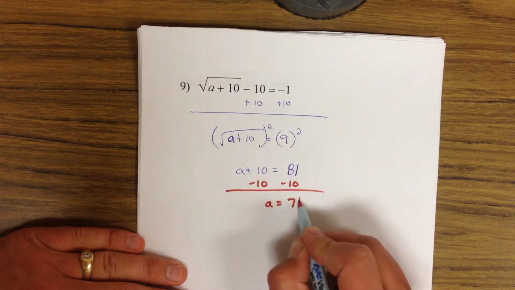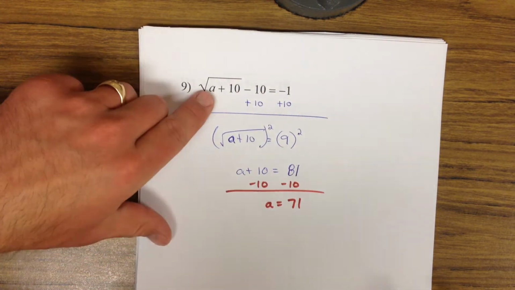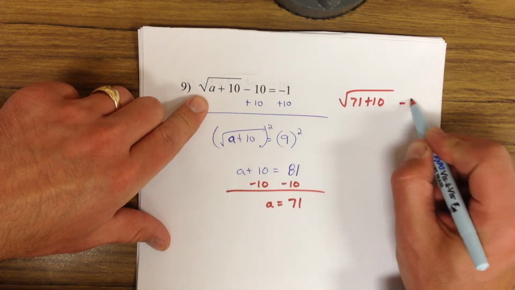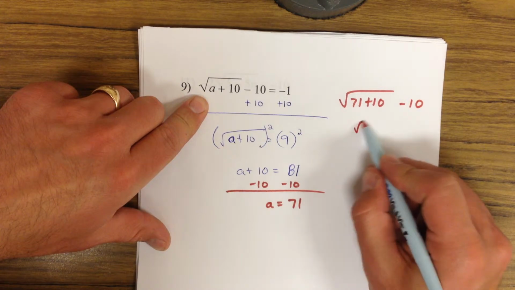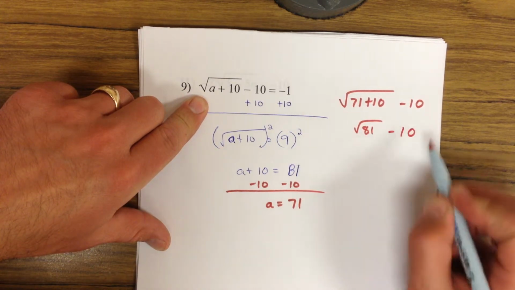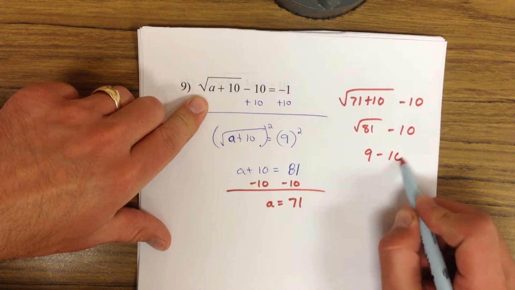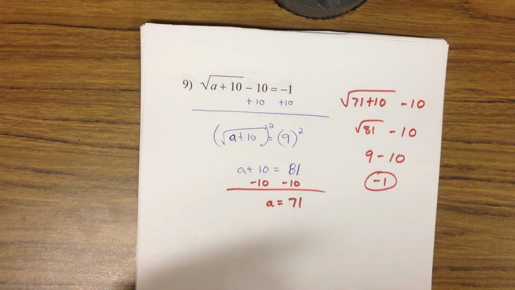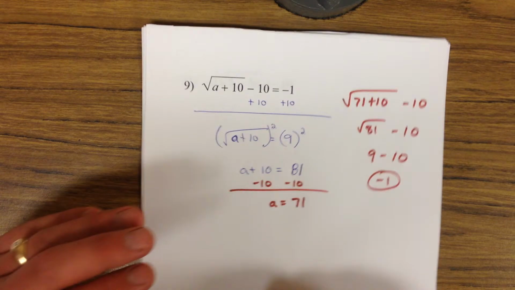A equals 71. Again, plug it back in. 71 plus 10 minus 10. That's the square root of 81. Square root of 81 is 9. 9 minus 10 is -1. So I plugged it back in. It works.